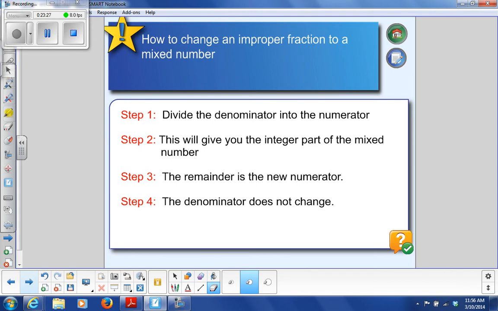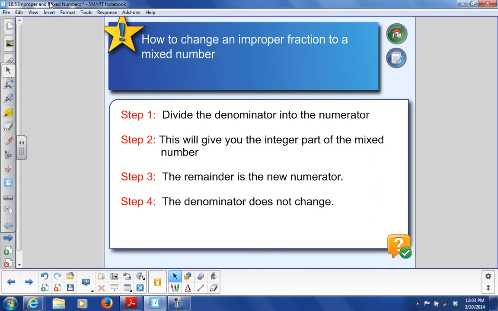How to change an improper fraction to a mixed number. You say, oh, geez, but somebody needs to be taking notes. Okay, so for an example, let's do an example. So an improper fraction, let's say 6/4. Okay. So divide the denominator into the numerator. So step one is going to be 6 divided by 4, correct?